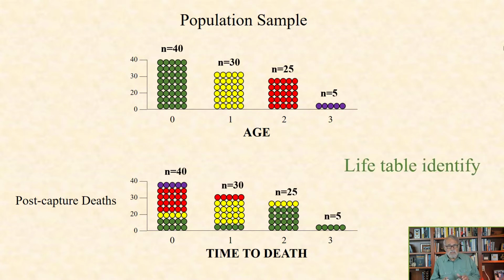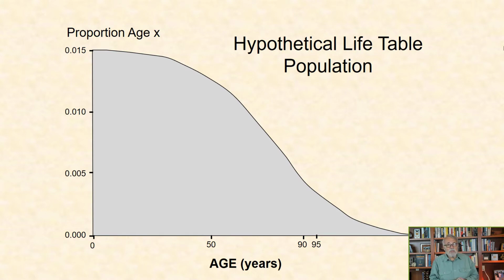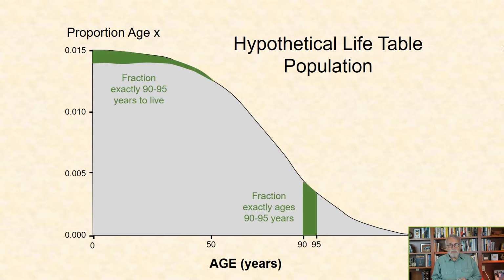We now see the identity with 40, 30, 25, and 5 individuals in the sample population at ages 0, 1, 2, and 3 respectively equals the death distribution of 40, 30, 25, and 5 deaths at post-capture times of 0, 1, 2, and 3 respectively. This is illustrated in a hypothetical life table population for humans. You see on the right the fraction exactly between 90 and 95 years old in the population equals the fraction that have exactly 90 to 95 years yet to live.